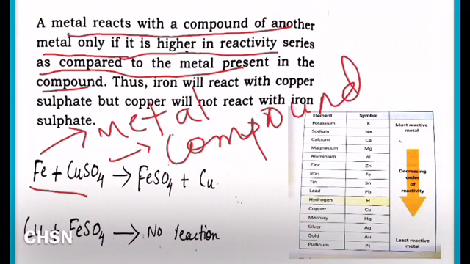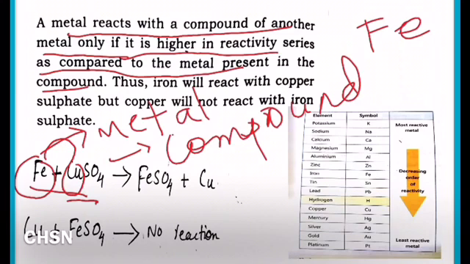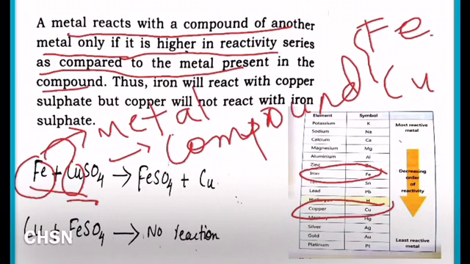Then how does the displacement take place? The free metal should be more reactive than the metal present in the compound. Here, which is the free metal? Fe, iron. And which metal is present in the compound? The compound is CuSO4, copper sulfate. Which is the metal in CuSO4? Cu. So the free metal should be more reactive than the metal present in the compound. Here check the positions of Fe and Cu, iron and copper. Fe, the free metal, is above the metal present in the compound, that is Fe is above copper, means Fe is more reactive than copper. So that's why Fe is able to displace copper from copper sulfate and form FeSO4 and Cu.